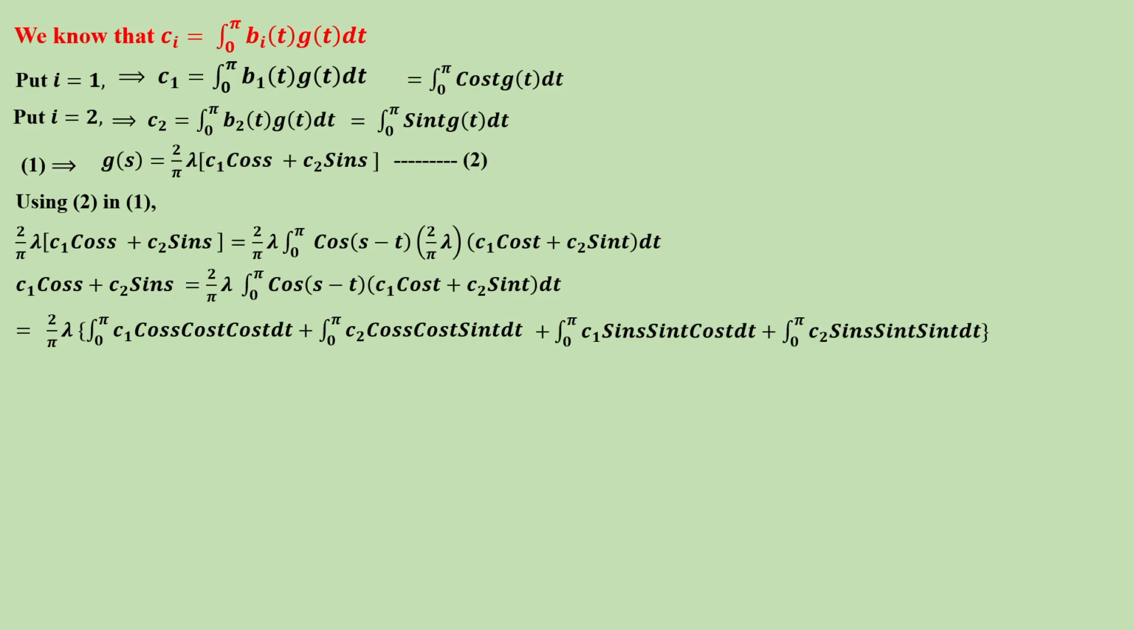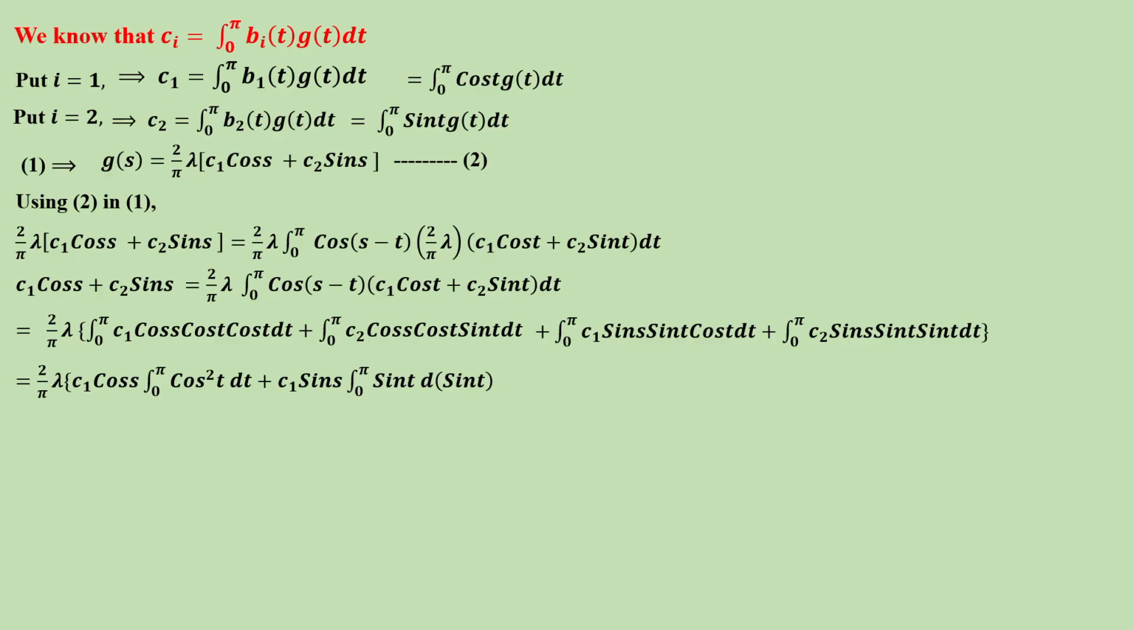Then the third term is the integral from 0 to pi of c1 sin s sin t cos t dt, and the fourth term is the integral from 0 to pi of c2 sin s sin t dt. Because in the previous step you have cos(s minus t), which is cos s cos t plus sin s sin t, so there are two terms in that. Already you have c1 cos t plus c2 sin t. So multiplying, 2 plus 2, 2 into 2, you will get 4 terms.